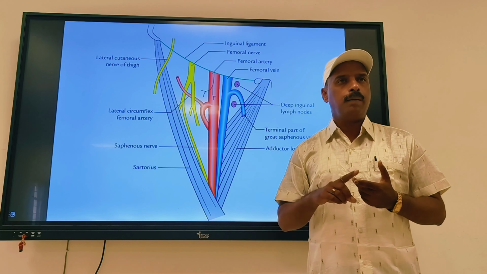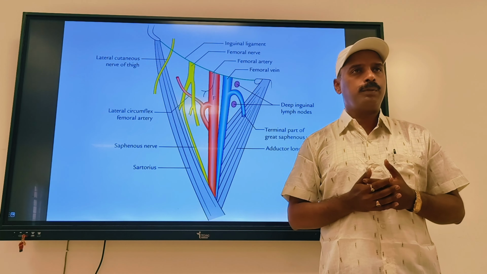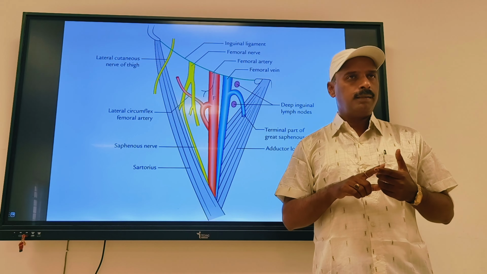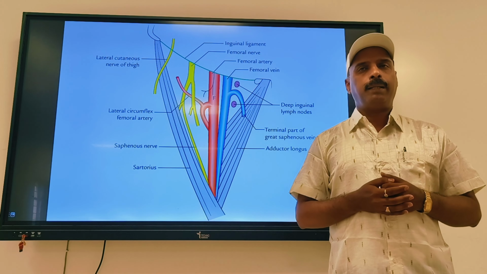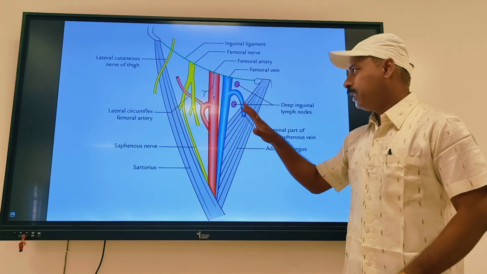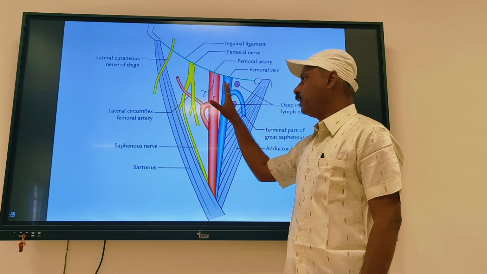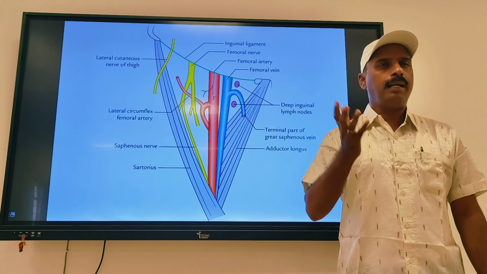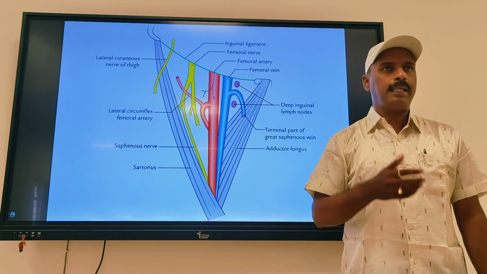So: introduction, origin, then extent and course, relations in the femoral triangle and adductor canal. Then the next part, the branches. Then you have to explain the applied anatomy. These are the very important things you have to discuss. Any vessel, any artery or vein, you have to discuss under these heads.